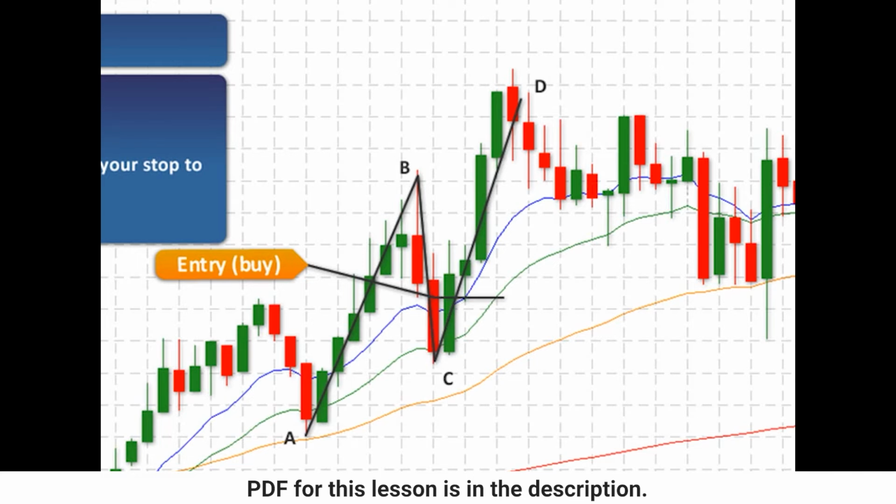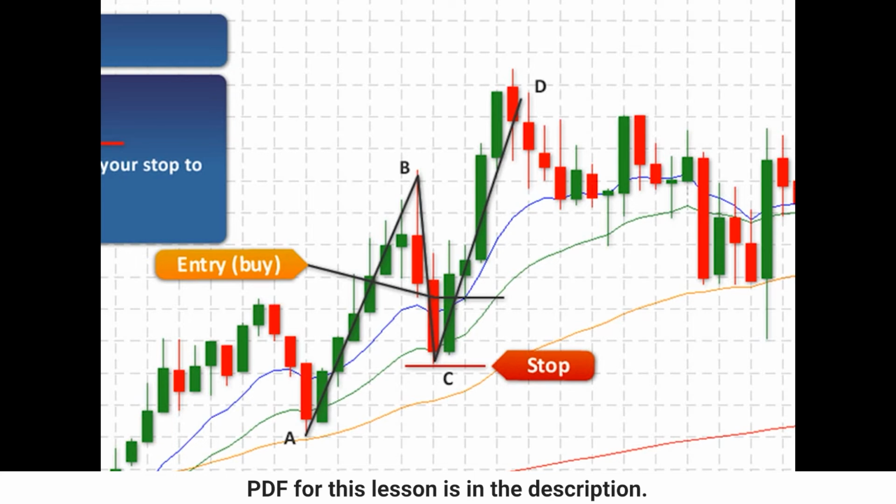What about your stop? Now, with all strategy 1 trades, as you know, it's at point C. So is it below point C, above point C? Well, if it's a long trade, it's going to be below point C. If it's a short trade, it's going to be above point C. In this case, it's a long trade, so we're going to be placing our stop below point C.